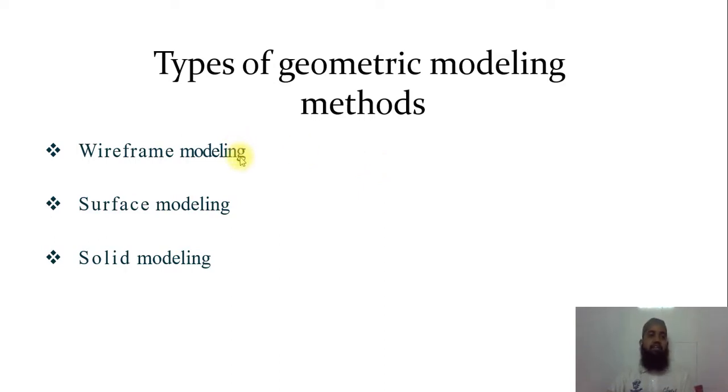Here we have three types of geometric modeling: wireframe modeling, surface modeling, and solid modeling. Let us see each and every one, one by one.